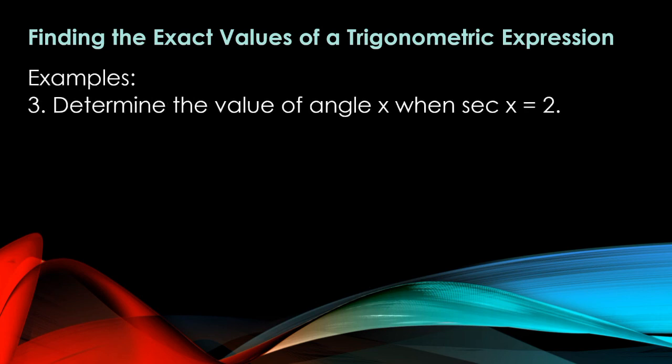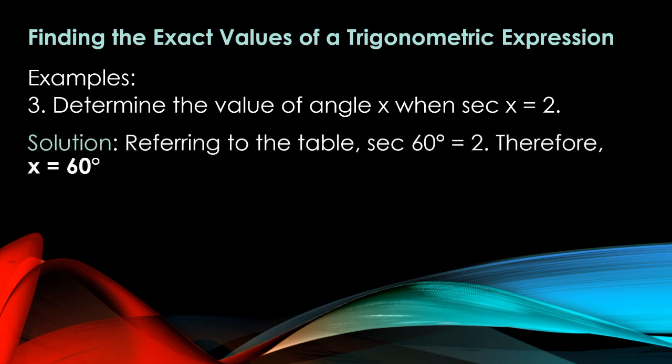Next, number 3 example. Determine the value of angle x when secant x is equal to 2. Solution. Referring to the table, secant 60 degrees is equal to 2. Therefore, the value of x is 60 degrees. So, dito, secant x is equal to 2 raw. So, since secant 60 degrees is equal to 2, therefore, the value of the angle x is 60 degrees.